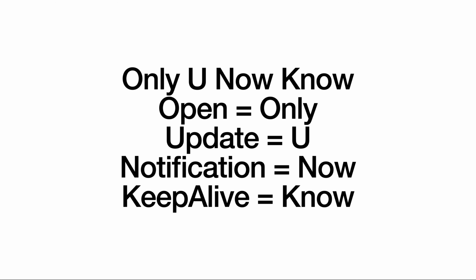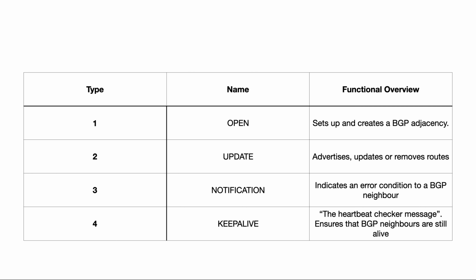Okay. Now, this is just an acronym that I use to memorize, just to help me remember them. OUNK: Open, Update, Notification, and Keep alive. That's something that works for me, maybe not for you, but I just wanted to share that. So Open, basically, is setting up and creating the BGP adjacency.